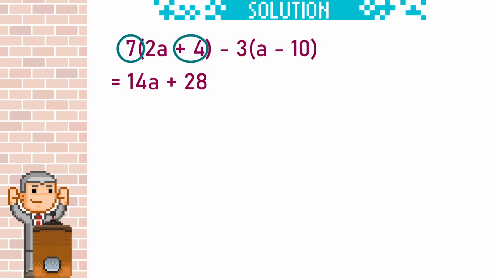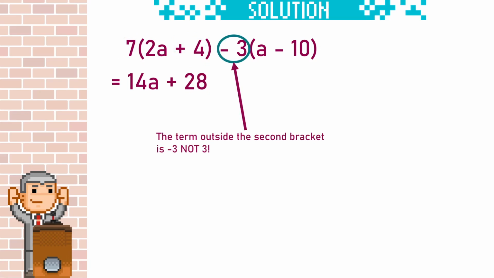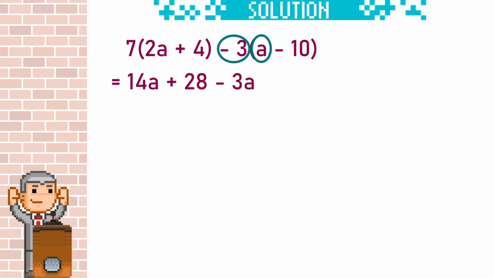Next, we're going to do 7 times the 4, which is 28. Now we've got to be careful here because this is a minus 3, not a 3. So it's going to be minus 3 times a, which is minus 3a, and then minus 3 times minus 10, which is plus 30. Then we're going to simplify it by collecting the like terms. So the 14a take away 3a is 11a, the 28 plus the 30 is 58.